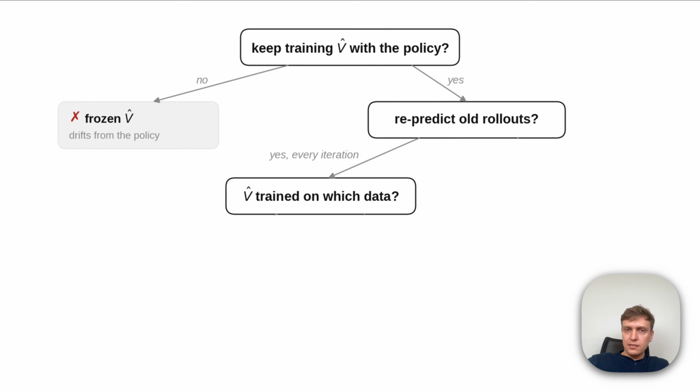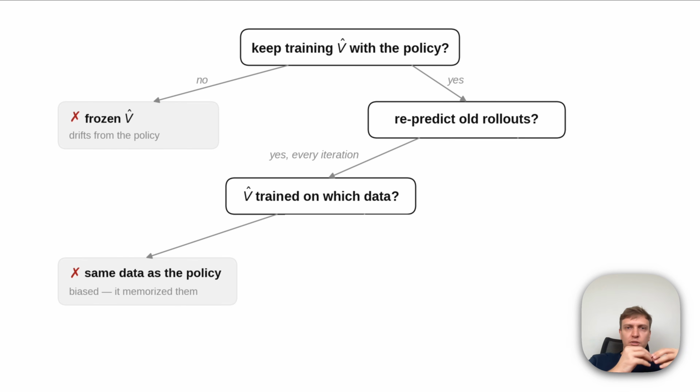If we say yes and do it every iteration, then we need to ask ourselves what data was actually used for this value training. If we use the same data as we used for the policy training, then the results will be very biased, because we make predictions of the model on the data that was used for training. The policy, like any machine learning model, overfits on training data when we train it. So it will be very biased, and it will not really represent good value function predictions anymore.